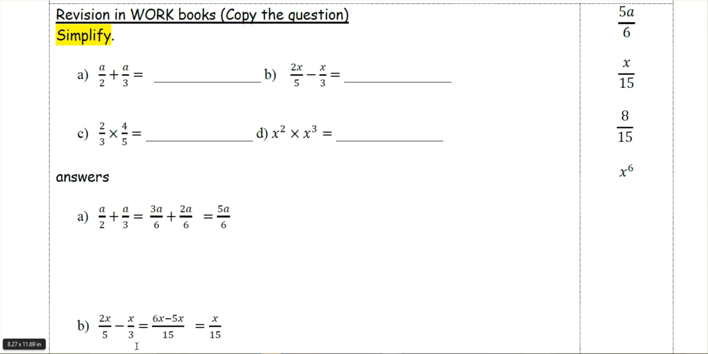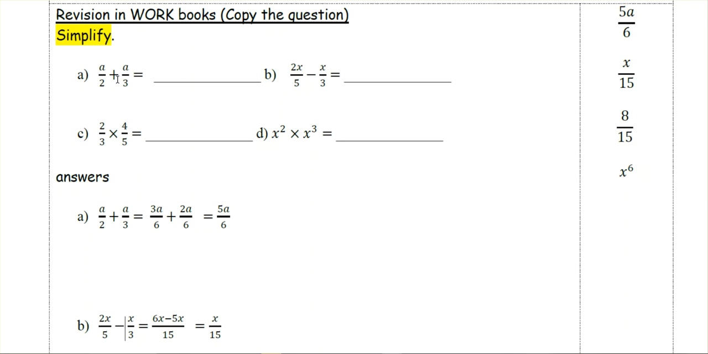Part B, same kind of thing. 3 times 2x is 6x. 5 times x is 5x. And it's takeaway because we have takeaway. 6x minus 5x is x. And 15 is on the bottom, and we can't simplify this one. You should always try to see if you can simplify these.